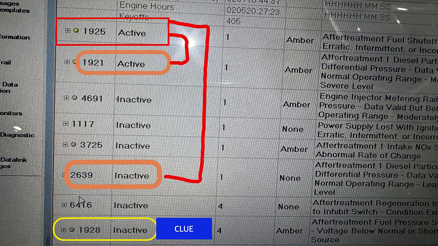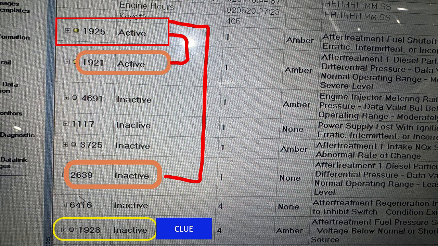Those faults are not a big deal unless there's a lot of counts. That's the only count, and it gets towed in with a 1922, and 6416 is active, which means the driver had the after treatment inhibited and never shut that switch off so the engine could regen. Not what we're talking about in this case.